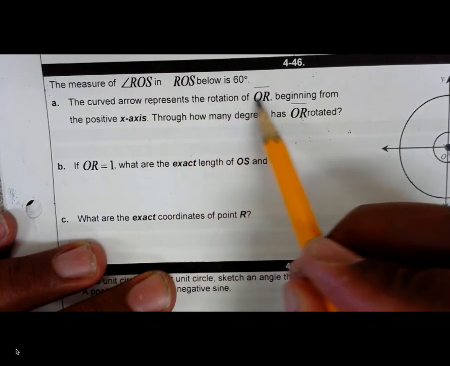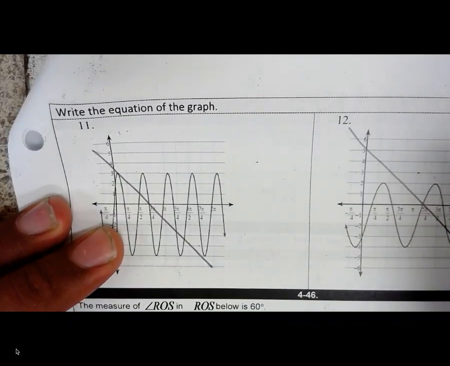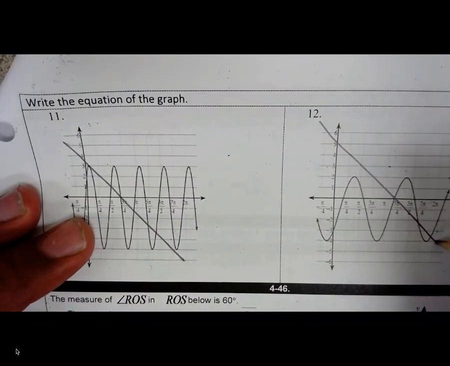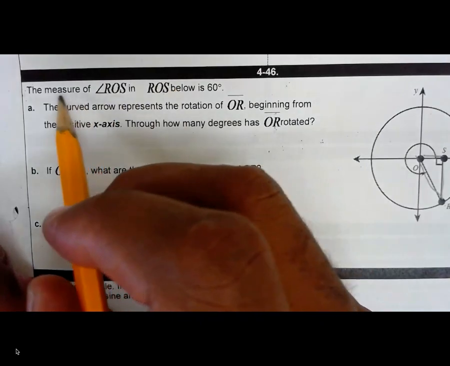It says the curved arrow represents the rotation of OR. Oh, and I'm sorry, by the way, skip these guys. Don't do 11 and 12. I said that in the assignment too. Skip those because those are just too hard to do with what we're teaching you guys. It's actually difficult for me to do, to be honest.